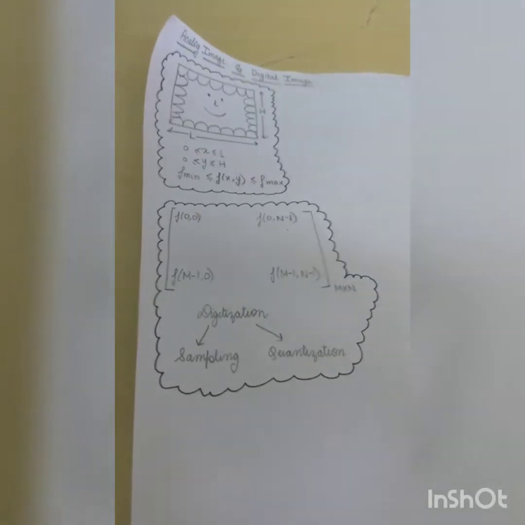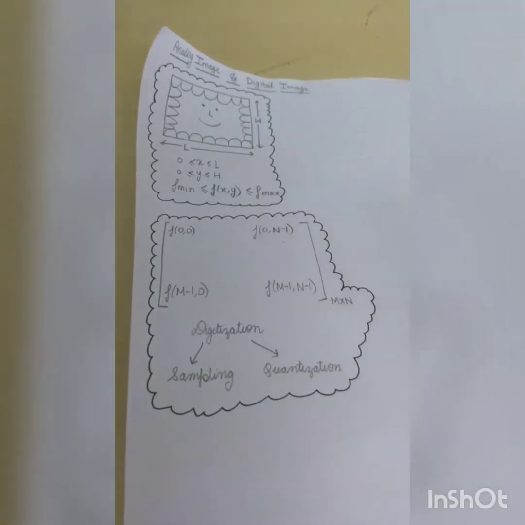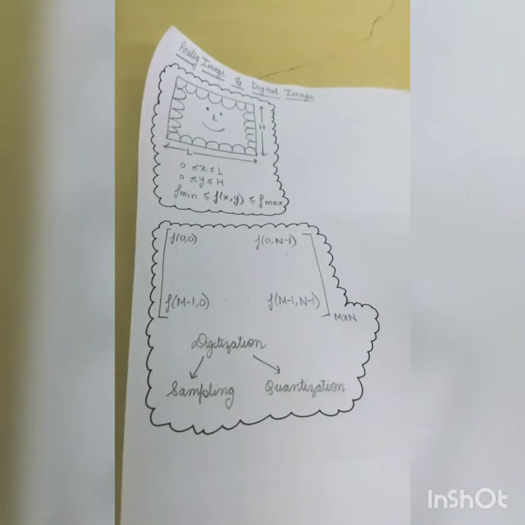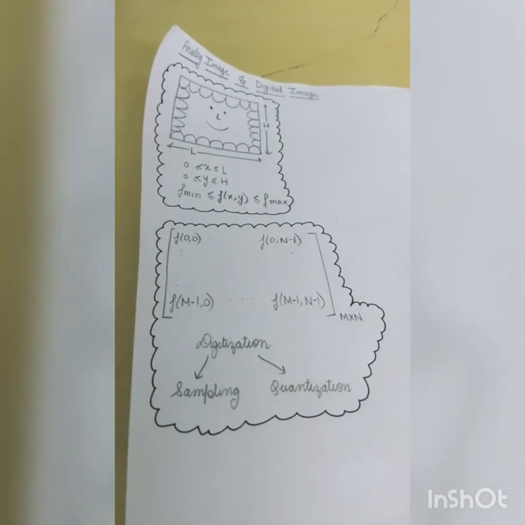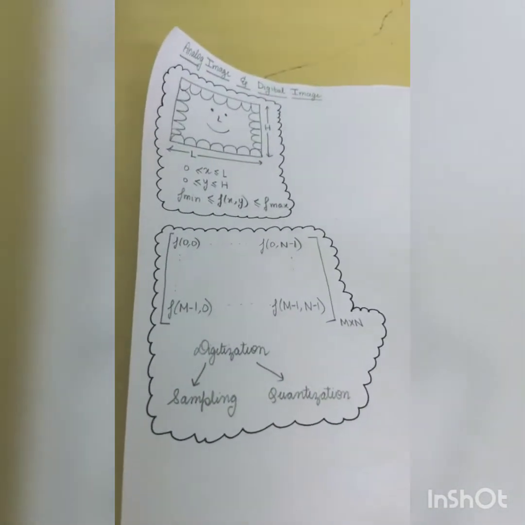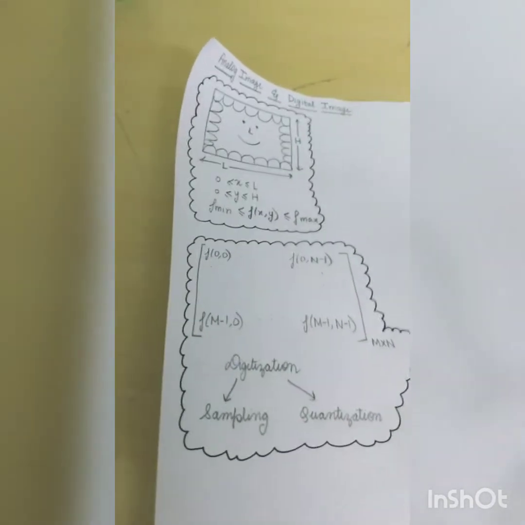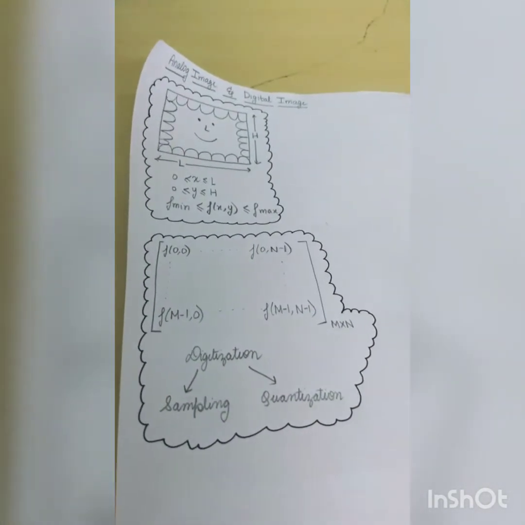Basically, here to distinguish between an analog and digital image. So we'll start with analog image and then proceed towards digital image. So what is basically an analog image? Analog image is what we see around us. Everything around us is analog in nature.